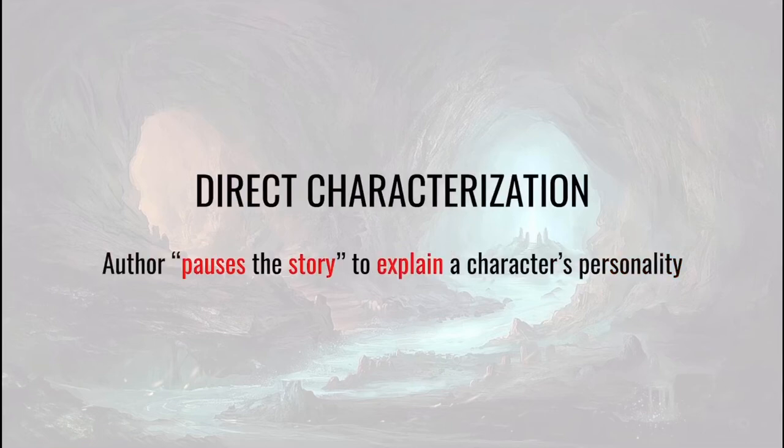There's one called direct characterization, which is the quicker way, and it's honestly the less interesting way. This is where the author pauses the story to explain a character's personality. And when I say pause the story, I mean they literally don't describe what the character is doing or what anyone else in the story is doing. They just take a moment to say something specific about the character.